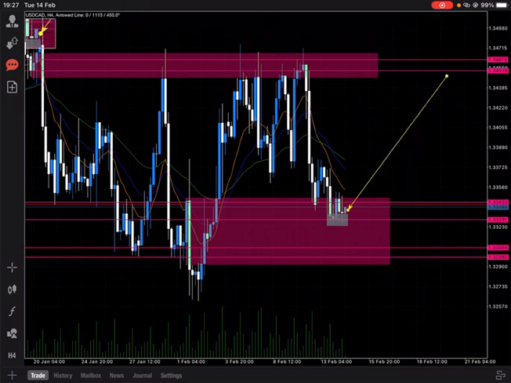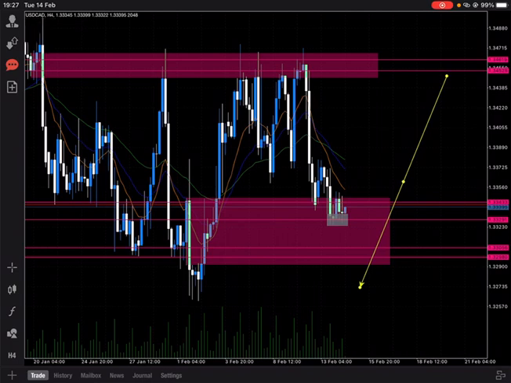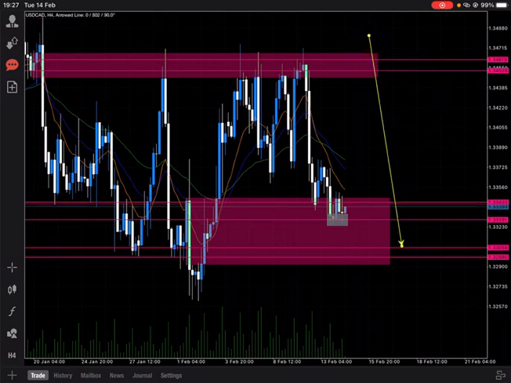So either it can respect and fly, or drop into this before flying, or decides to just drop all the way down below. Okay, for USD CAD, I'm not gonna explain this because I've already explained USD CAD in yesterday's analysis. Our sell zone and our buy zone down here. We have two key levels in this very big H4 zone.